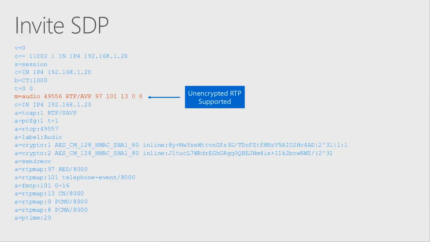This is particularly important for media bypass, because in a normal scenario, we can do encryption to the mediation server because we own that without any problems, and we can do unencrypted from the mediation server to the gateway. The problem we get is that with media bypass, unless we've reconfigured the system just to support encryption rather than require it, we can't do that end-to-end unencrypted stream.